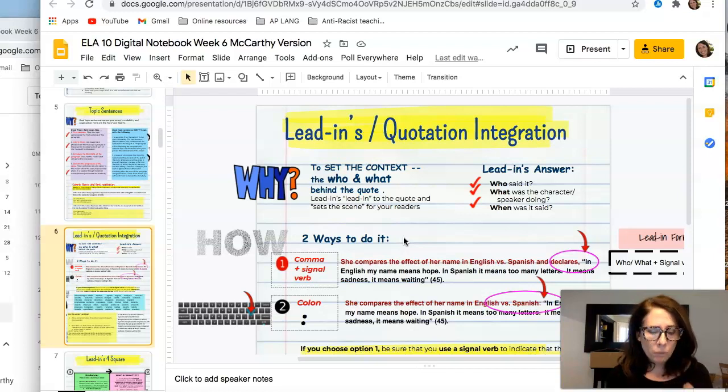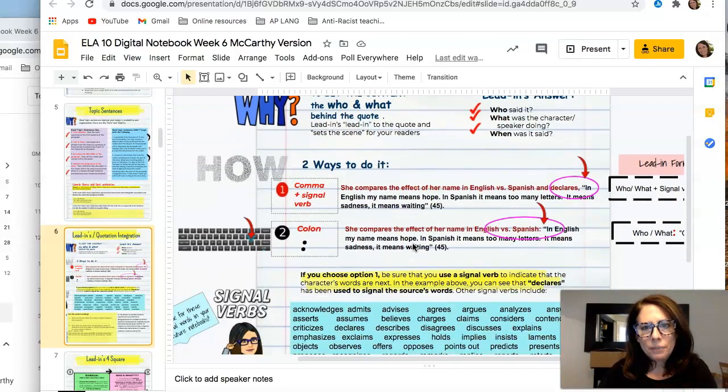So context is the who and the what within the text. You have to say, who is the speaker of this quote? What are they saying? Real general. What is this quote about? Really general. And when was it said? What part of the text was it said? So the best way to do this, because we're working with a poem, is to say whether it's at the beginning of the poem, the middle of the poem, or the end of the poem. Okay? So let me show you what it looks like.